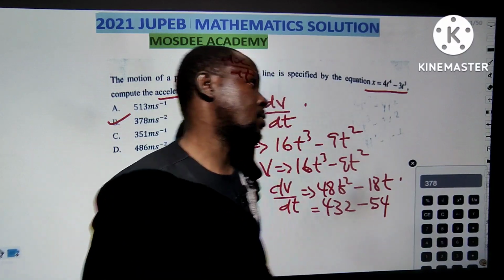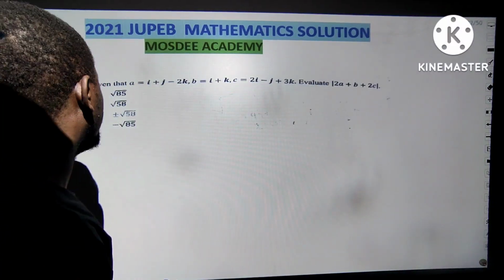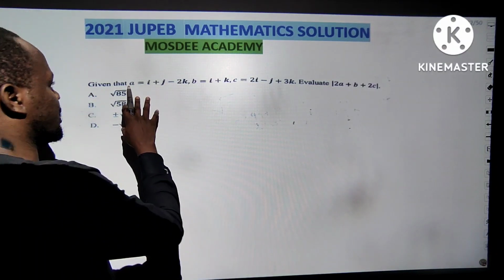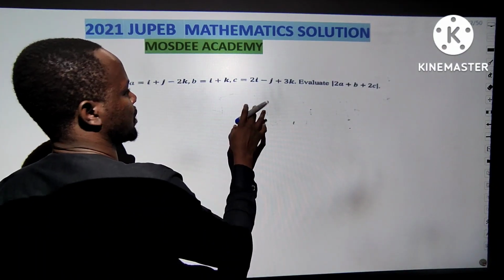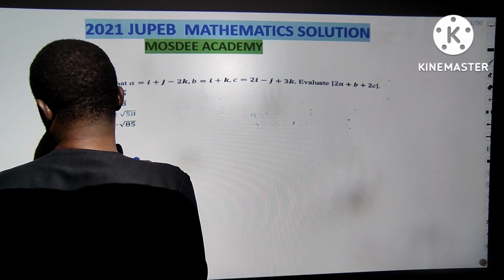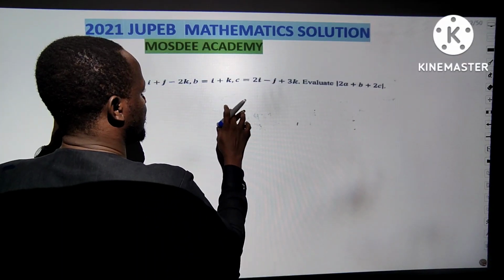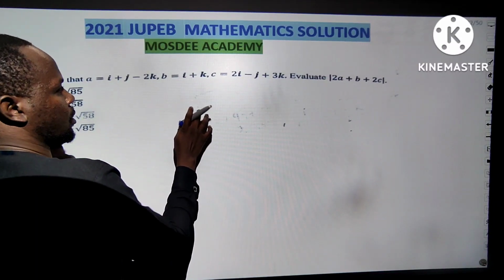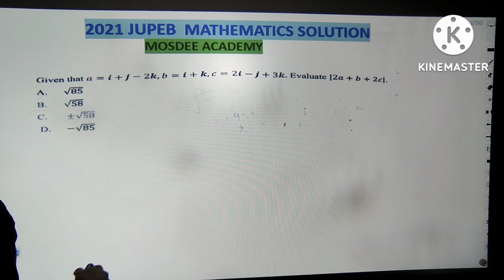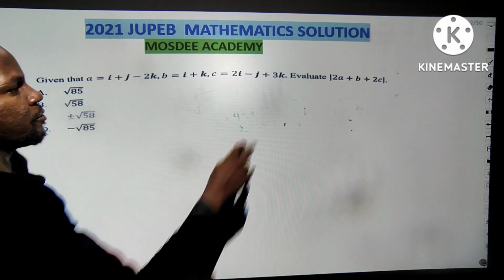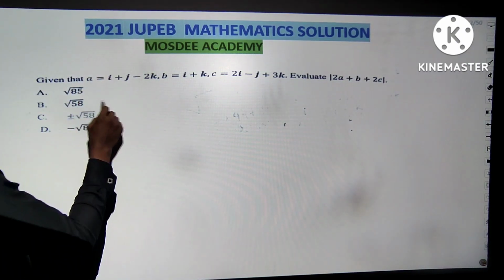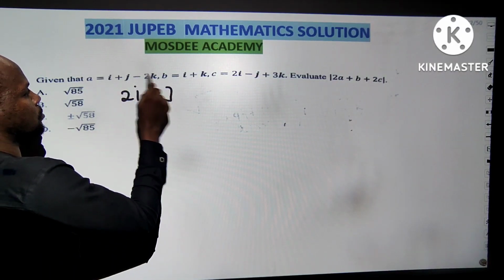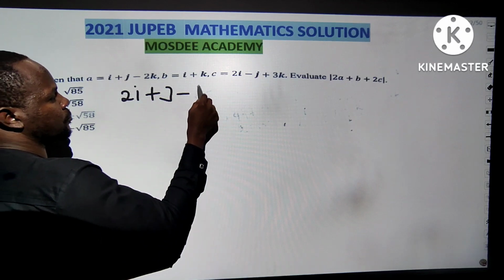I'm sorry, I will not be doing most of the question. This is vector. I don't think you should have trouble with vector. We are given vector A, vector B, and vector C. We are looking for 2A. Well, 2 times A is 2i plus j minus 2 times 2k, which is 4k.